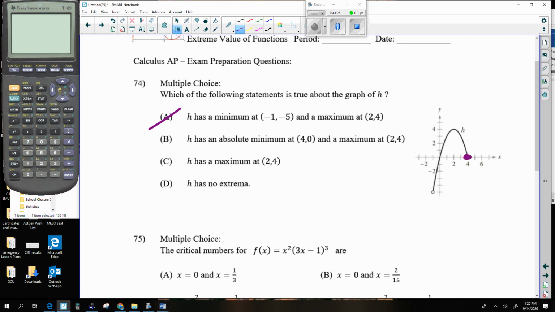Even though there is a dot, notice that there is more stuff below it. So it is not an absolute. No. X has a maximum at 2, 4. Yes, it does have a maximum. Let's see if we can get more specific. H does have an extremum at 2, 4.